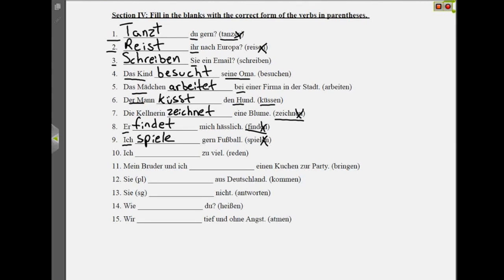Nummer 10. Ich. As I just mentioned, ich is always the subject, which means that this has to have the ich form again. Drop the en on reden, and we have ich rede. Ich rede zu viel. I talk too much.